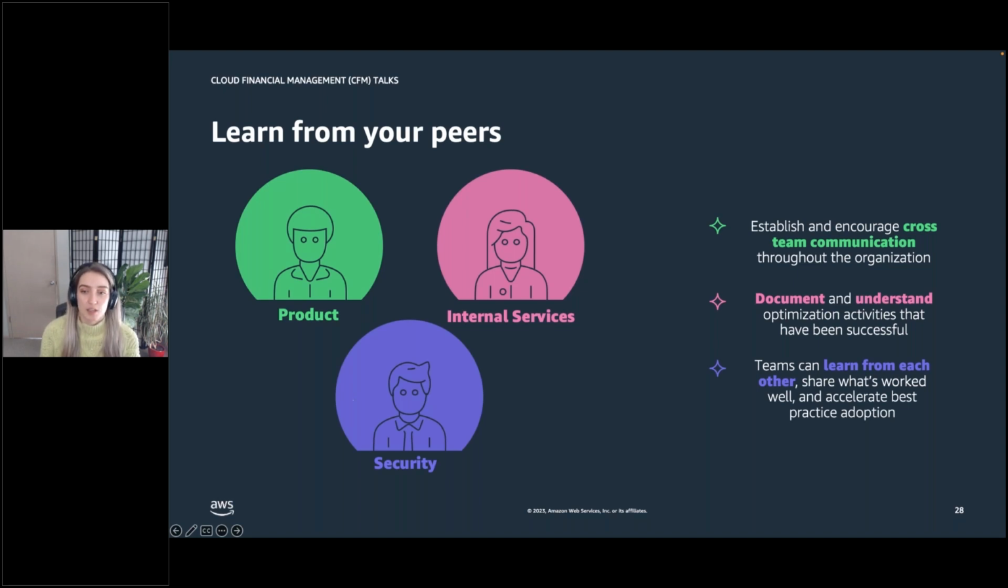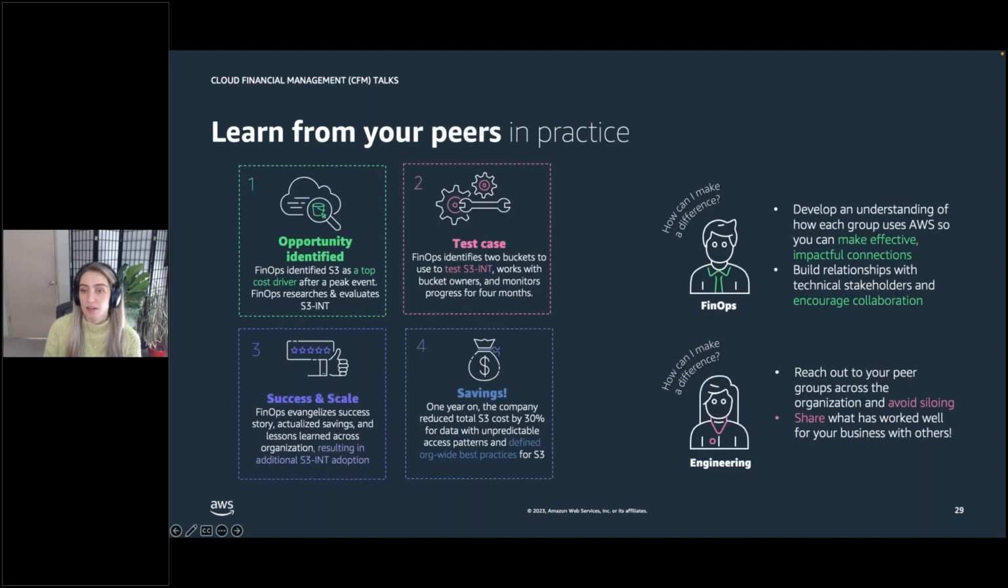What this can look like in practice can depend a little bit, but we've got one example here where the FinOps team really helped build some of these bridges and helped roll out a test case. With this customer specifically, FinOps was looking at spend after a peak event and noticed that S3 was one of the top cost drivers. They did some homework to research and evaluate the different optimization methodologies for S3 and discovered S3 INT would likely be a really good fit for this use case.